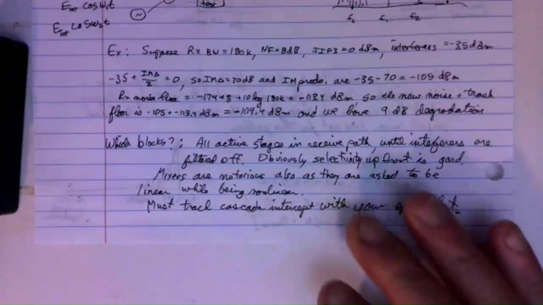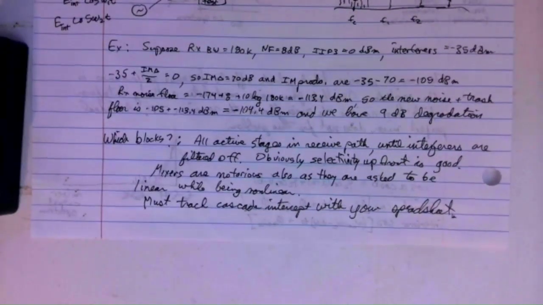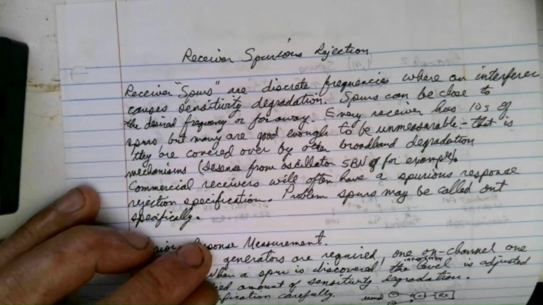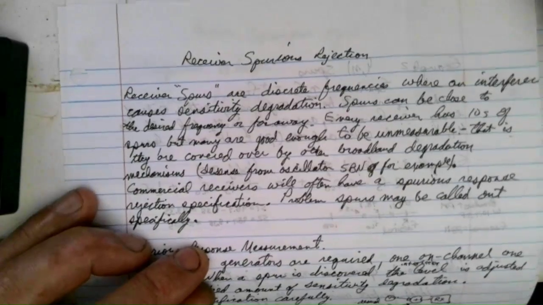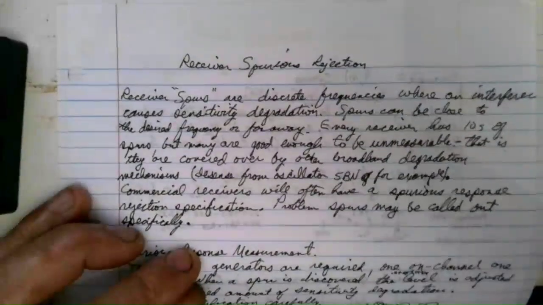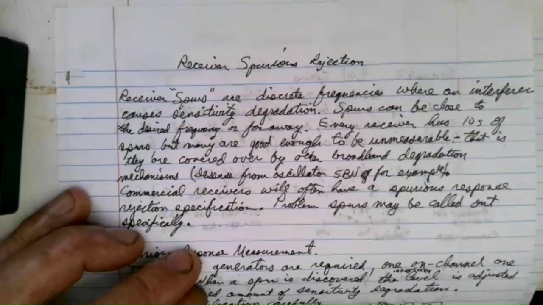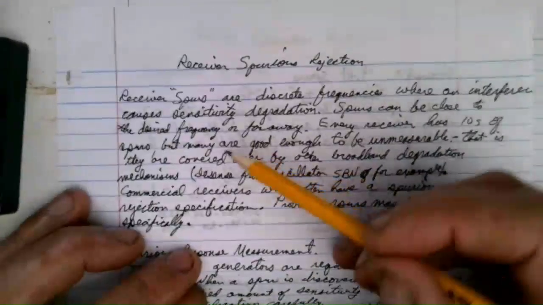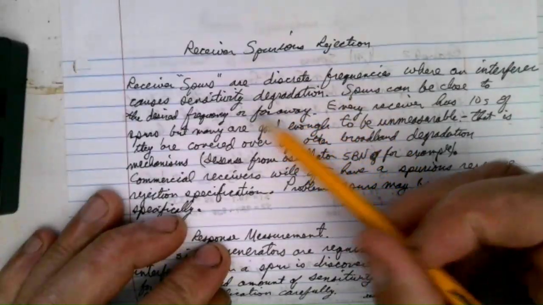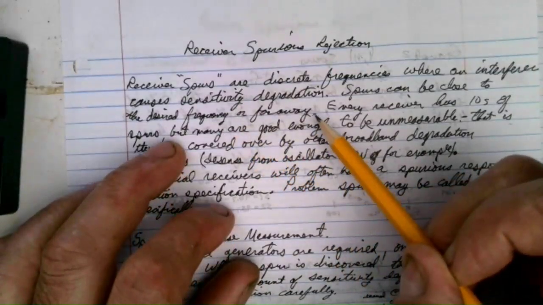And I guess that's it for this segment. Let's talk about receiver spurs, or receiver spurious rejection. This is going to be our last interference-related receiver specification. And so what are receiver spurs? Well, they're discrete frequencies where an interferer causes sensitivity degradation, and they can be close to the desired frequency or far away.